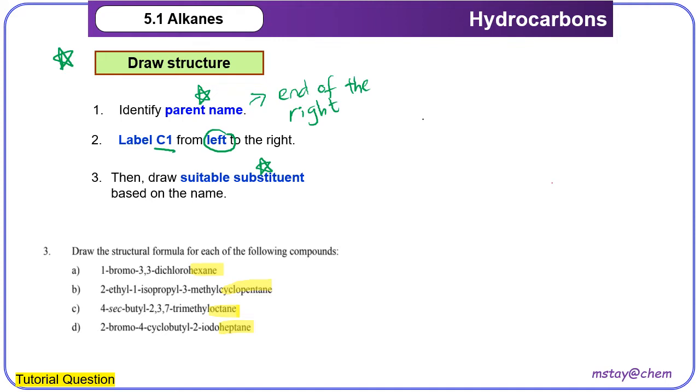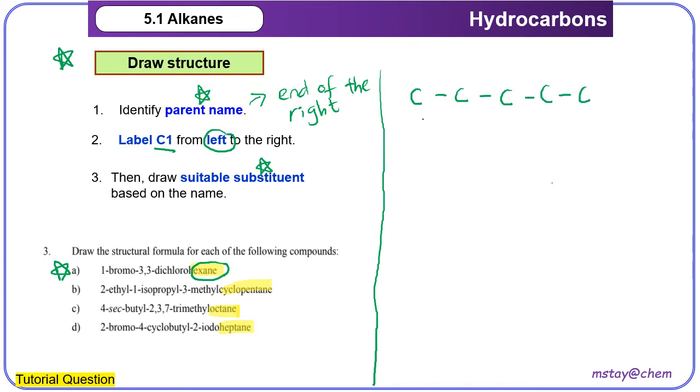Okay, then now we start to draw the structure as we already identified the parent name. So from the parent name hexane, we have the idea that there are 6 carbons. 1, 2, 3, 4, 5, 6. Like we mentioned just now, if we are the one who draws the structure, we normally number the carbon from the left. 1, 2, 3, 4, 5, 6.